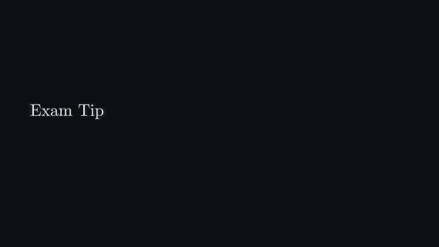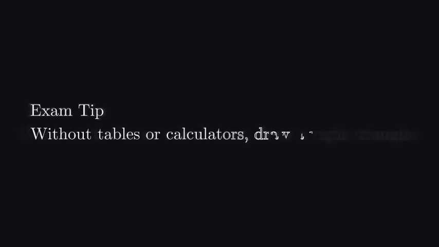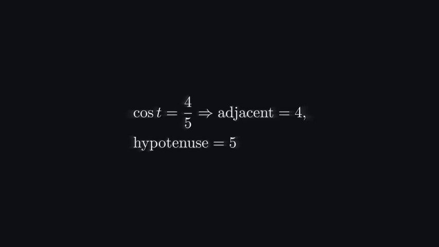Exam tip. Without tables or calculators, draw a right triangle. Cos of t equals 4 over 5 implies adjacent equals 4. Hypotenuse equals 5.